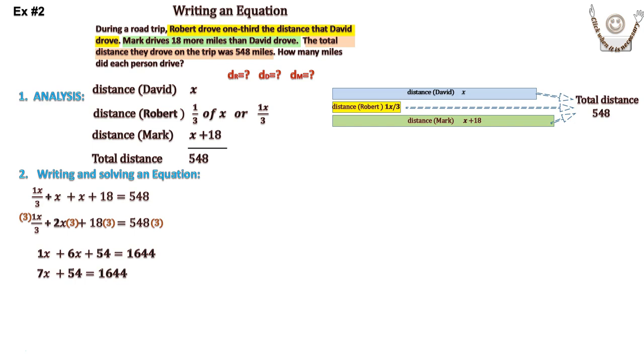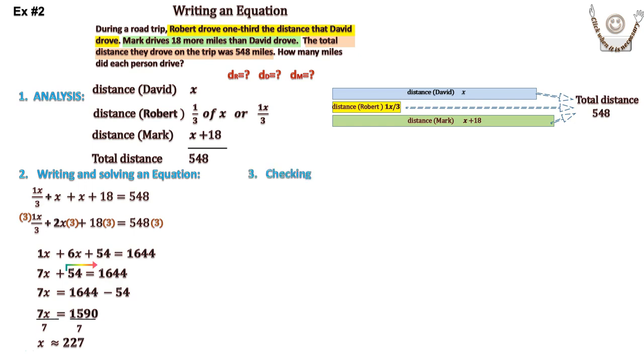And now we are ready to separate terms with variable and constant terms, so we can move positive 54 from the left to the right. And on the right side it will be negative 54. Simplifying, and now we have 7x is 1590. We are looking for 1x, so we have to divide both sides by 7, and we will have x approximately 227.